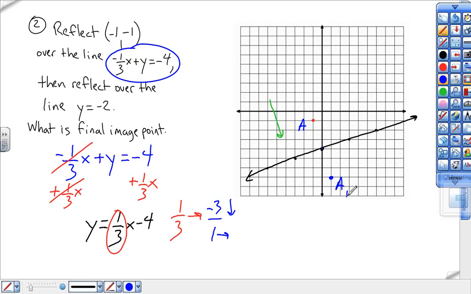Now I'm going to reflect over the line y equals negative 2, which is a horizontal line through negative 2 on the y-axis. And again, when you're reflecting over a straight line, you want to just go straight across. So I'm going to reflect equal distance above that line of reflection. So A1 is 1, 2, 3, 4, 5 boxes below. 1, 2, 3, 4, 5 boxes above. That is my final image, which is the point 1, 3.